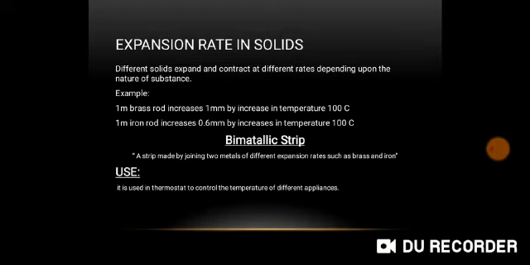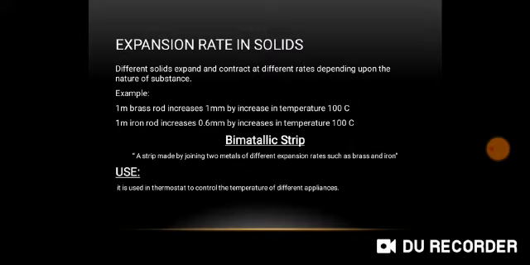For example, if you take a 1 meter brass rod and a 1 meter iron rod and you heat both of them to a 100 degrees rise in temperature, you will observe that the brass rod has increased 1 millimeter and the iron rod has increased only 0.6 millimeter in length. So you see the difference between the increase in length, that brass has expanded more and iron has expanded less. This is only because brass and iron are two different metals. They have different natures. That's why they are expanding at different rates.